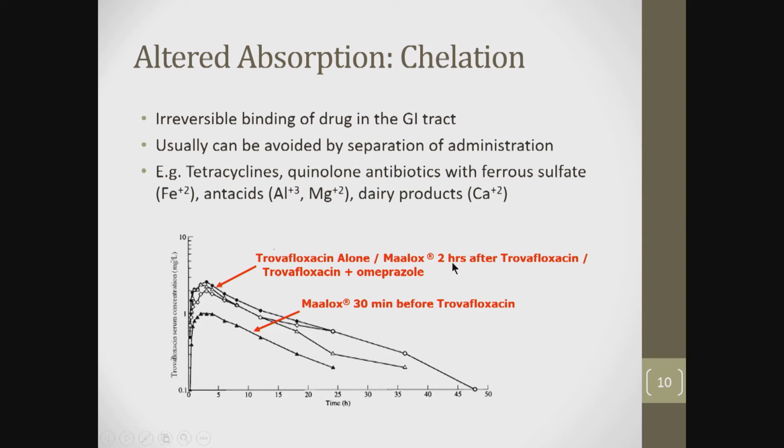aluminum, either separated by 2 hours, or with Maalox given just 30 minutes before, and you can see a profound effect on the absorption of trovafloxacin when you give Maalox just 30 minutes before. It's not the effect on gastric secretion of acid, however, because when you give trovafloxacin with a proton pump inhibitor, there's no effect on absorption. So it's really the chelation with the magnesium and the aluminum in this case.